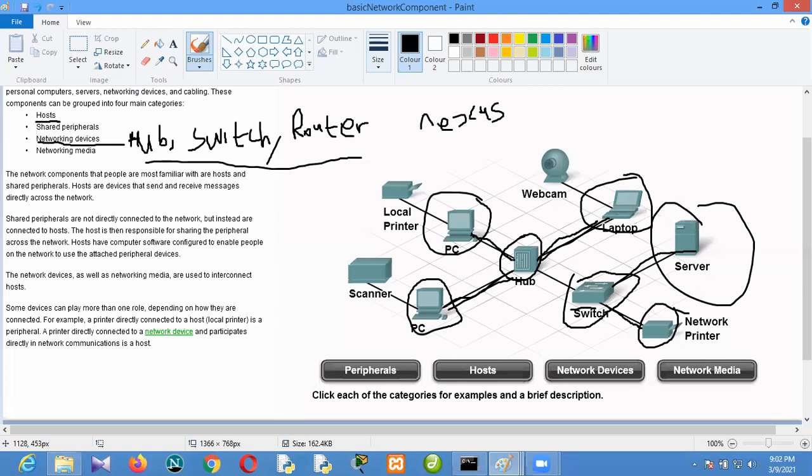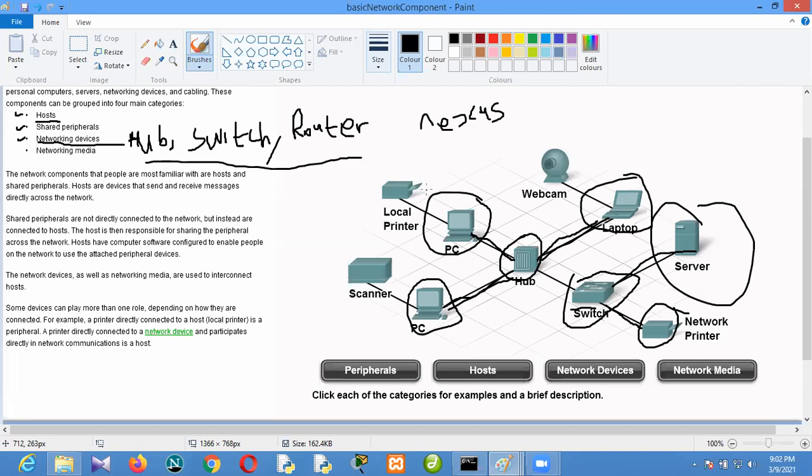Yeah. So now I've explained hosts, I've explained network devices. Now peripherals are also electronic gadgets or networking gadgets that are connected to the host.